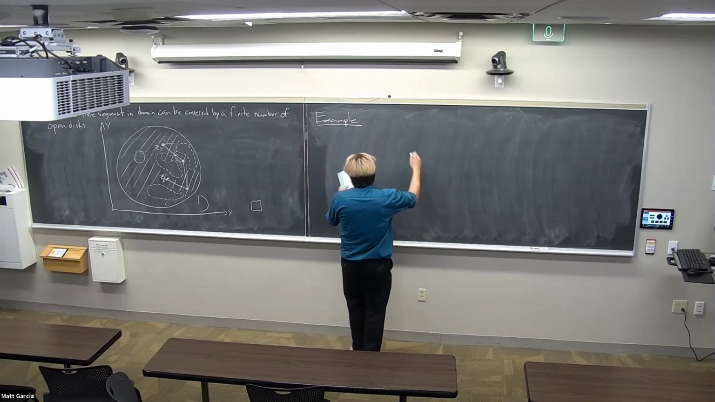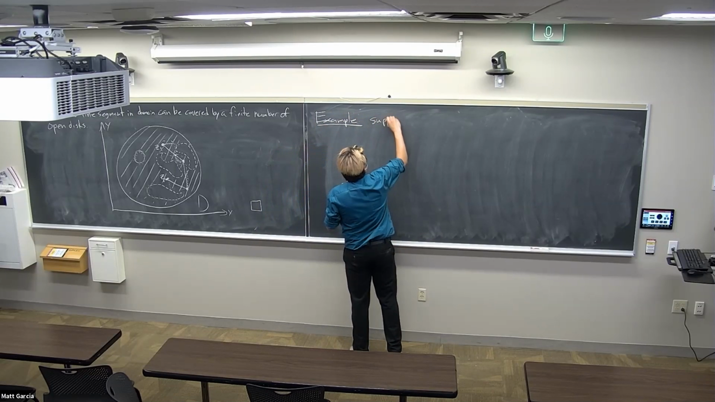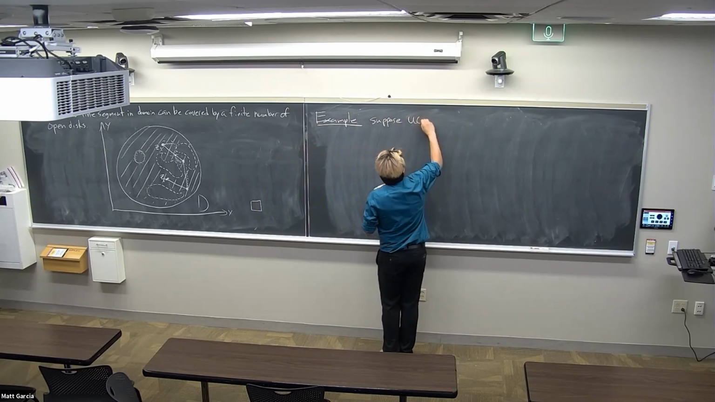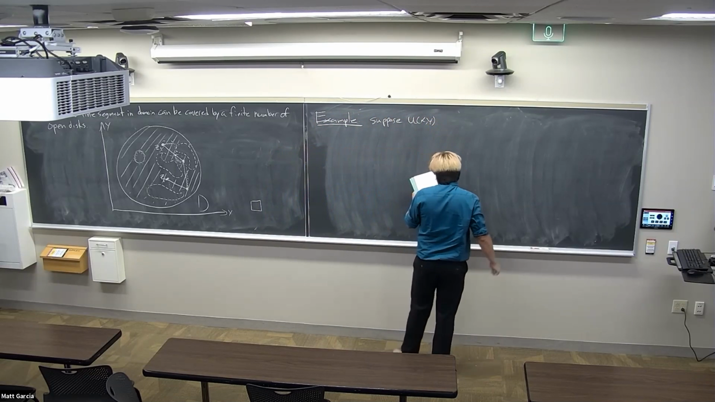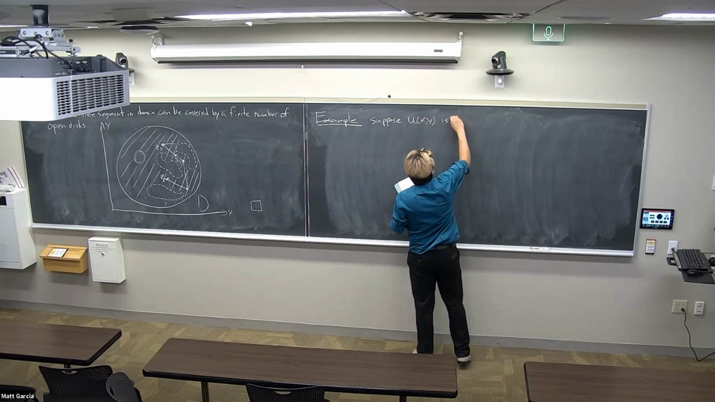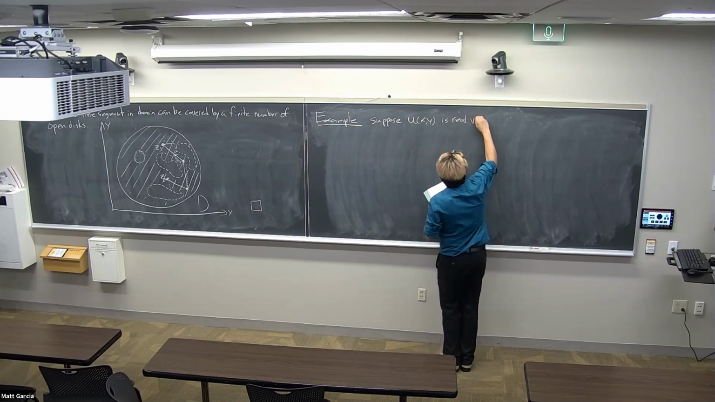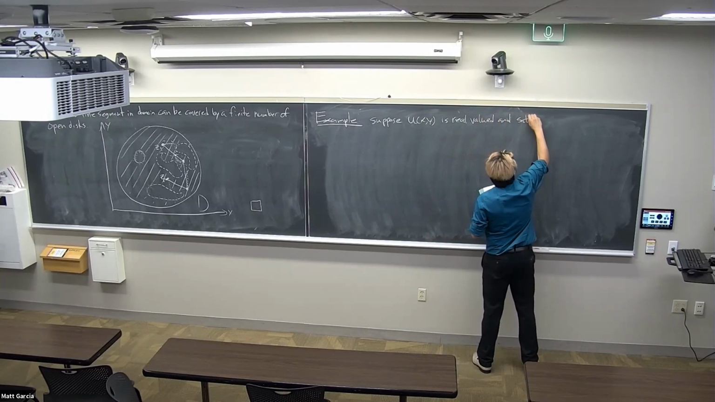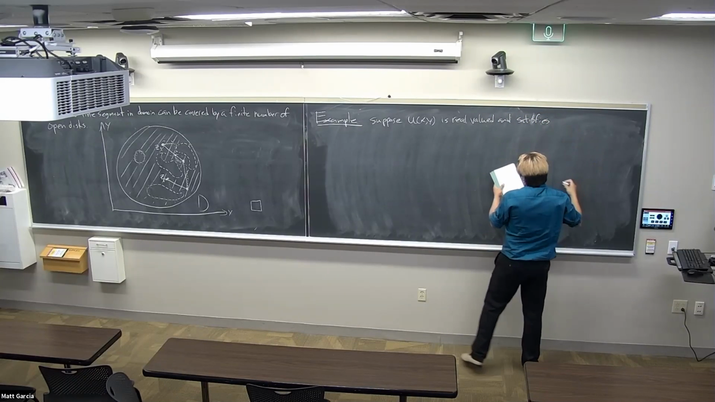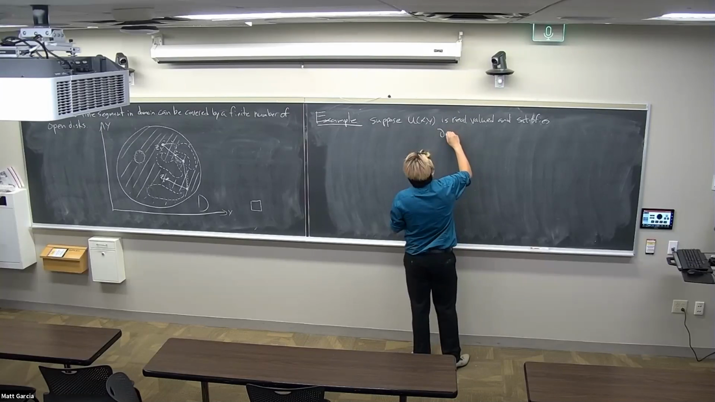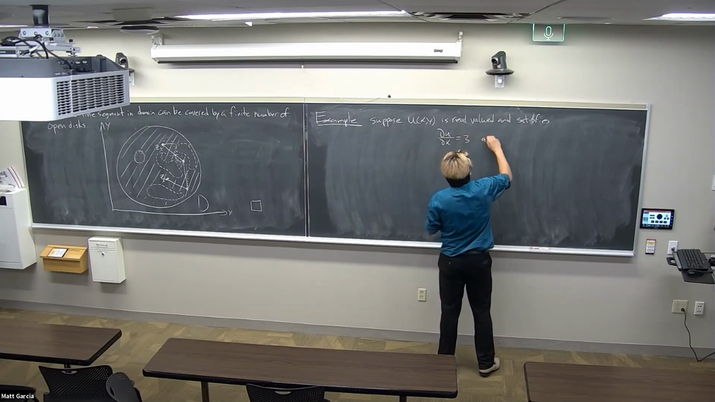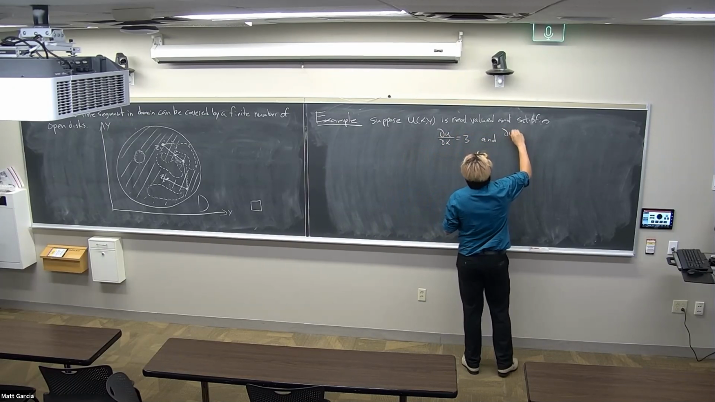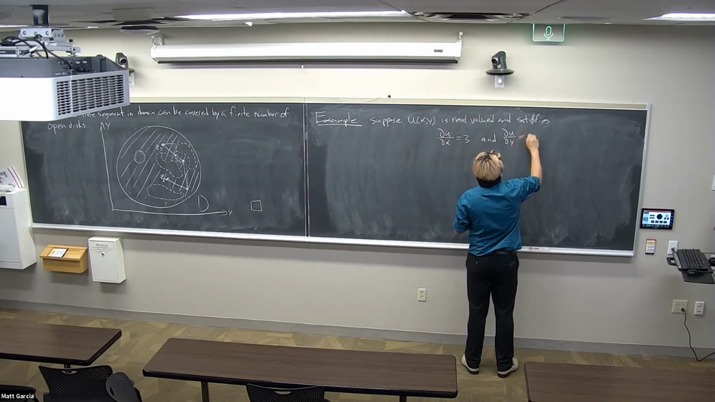Let's suppose u of x y is real valued and satisfies partial u partial x is equal to 3 and partial u partial y is equal to 6.